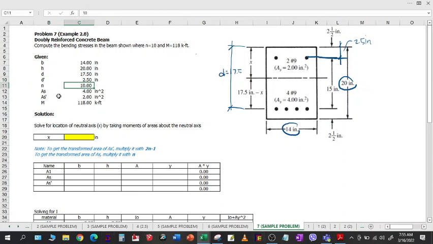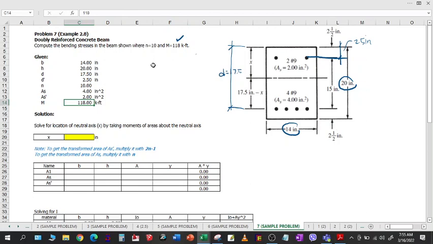Then we have the modular ratio. Then area of steel. For tension, we have 4 pieces of number 9. And if you try to calculate it, the area is 1 square inch for 1. And then since there are 4 pieces, that will be 4 square inches. Then for the compression part, we designate this one as As prime. It has 2 pieces of number 9, so 2 square inches. And moment is 118 kip-foot. It's here. So we are to compute for the bending stresses.